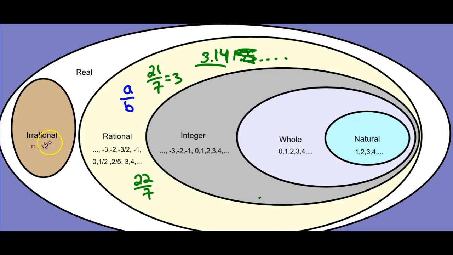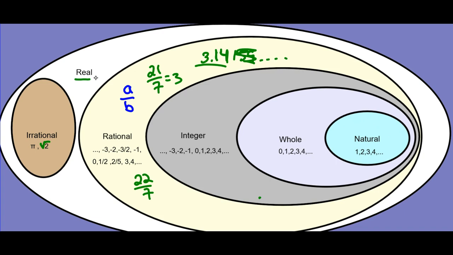Same thing with square root of 2. There's no fraction that can equal the square root of 2 here, so it is also irrational. So this bubble and this one right here, they all fall under the real numbers. So you say, well, what's real, or what's the opposite of real? The opposite of real is imaginary.